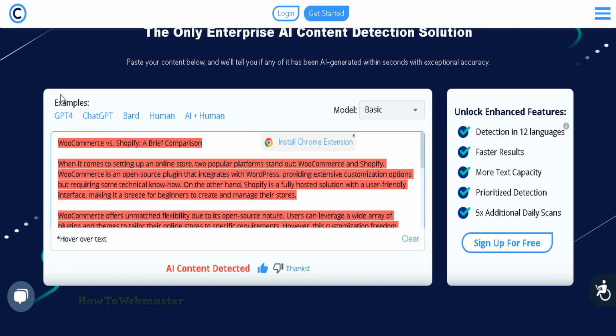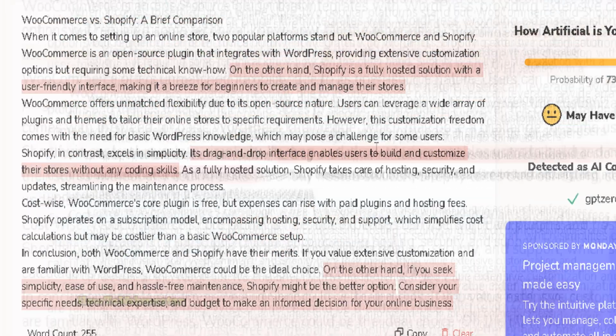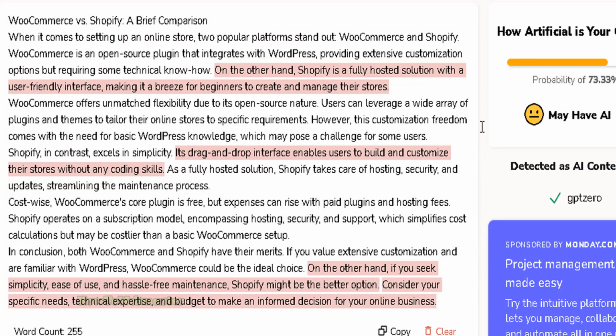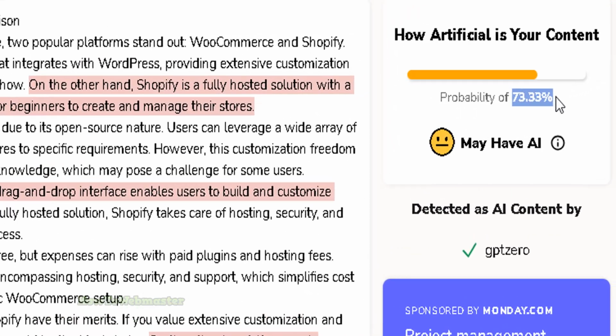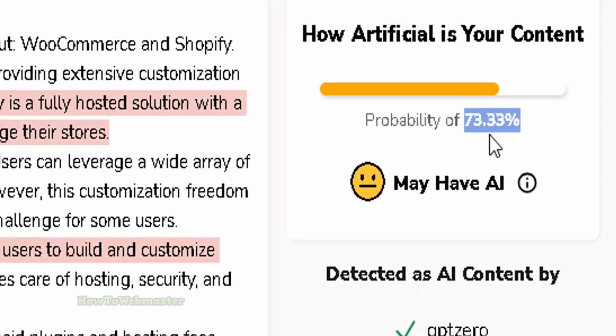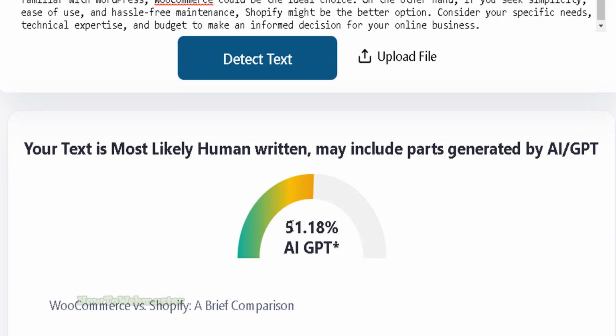And here is CopyLeaks' AI content detection tool. It was able to detect this article written by GPT 3.5 with a 75% probability for AI content generation, and at contentdetector.ai, and I'll leave all the links down below. It was able to detect that this article is 73% AI generated, and at 0gpt.com it had a probability of 50% of being AI generated.